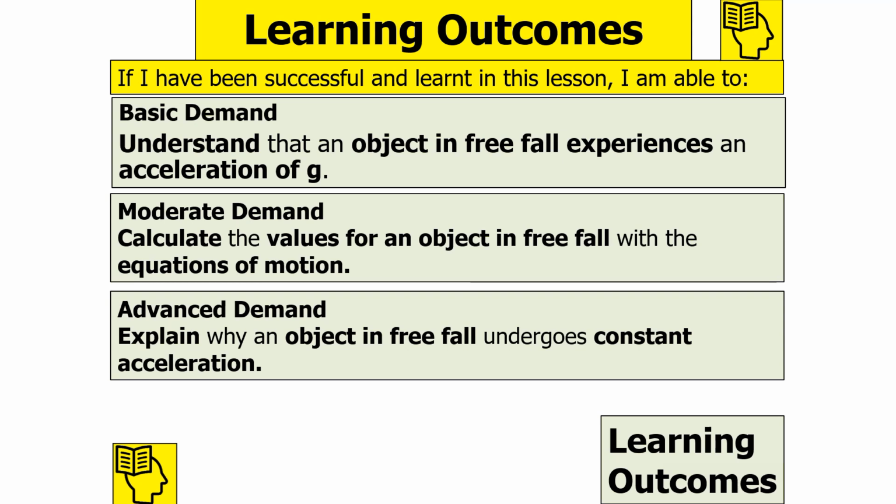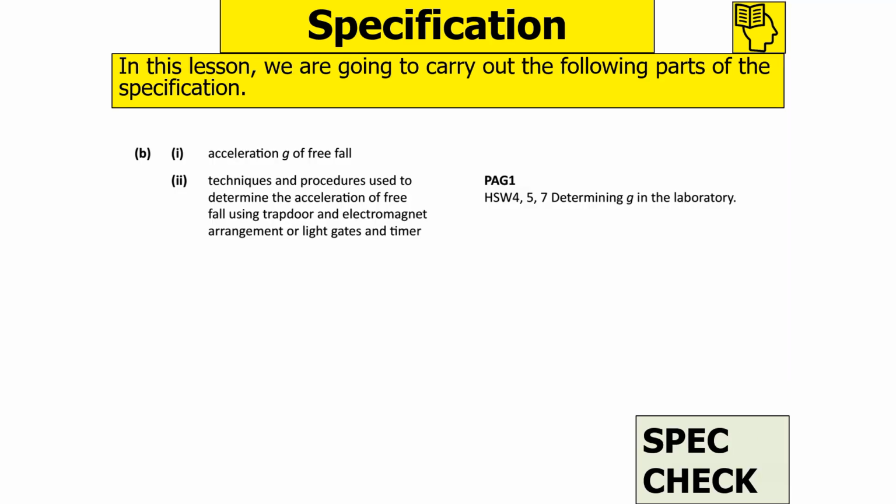So if we've been successful and we've learnt in today's lesson, we should be able to understand that an object in freefall experiences an acceleration of g, calculate the values for an object in freefall with the equations of motion, and explain why an object in freefall undergoes constant acceleration.